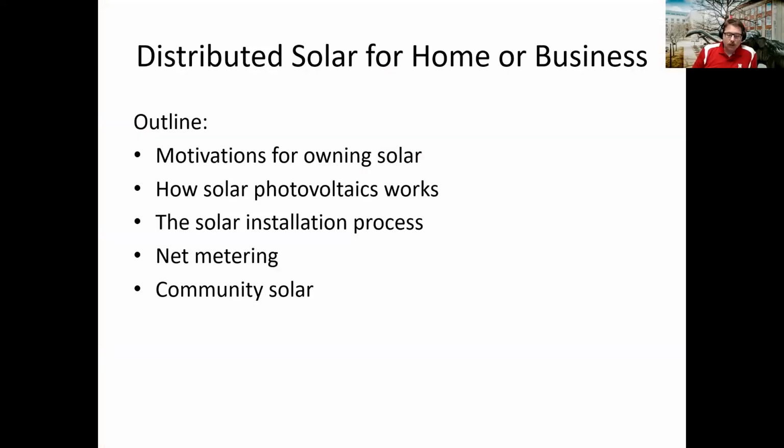We're going to cover today a number of things about solar, but obviously with the length of time, we're not going to cover every single detail, but this is where your questions can come in. If we want to cover something in more detail, let us know, and your questions are more important in some ways than the overall presentation. But what I'm going to cover today is the motivations of owning solar photovoltaics, how they work, the installation process, net metering, and then briefly about community solar. And then I'm going to try to apply that to community solar here in Lincoln in LES, but it applies also to other types of community solar as well.